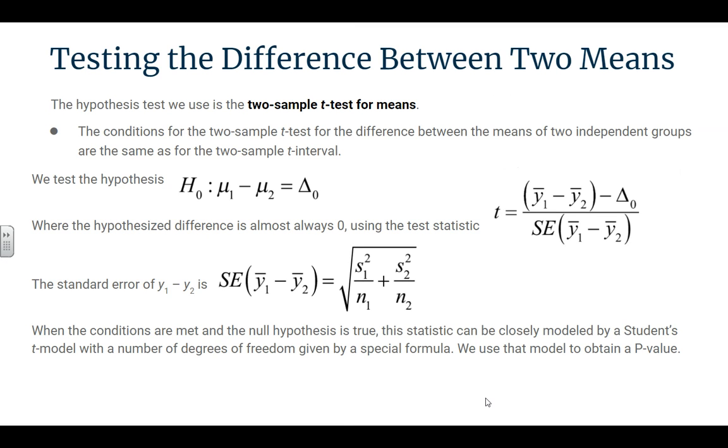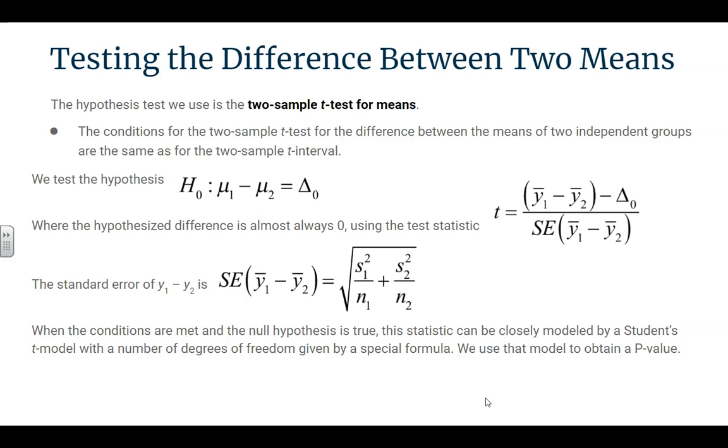Testing the difference between two means is called the two-sample t-test. And we're going to test the hypothesis about their difference again. Most often we have that hypothesis difference to be 0, but it really can be anything, and you stay consistent with the null and the alternative.